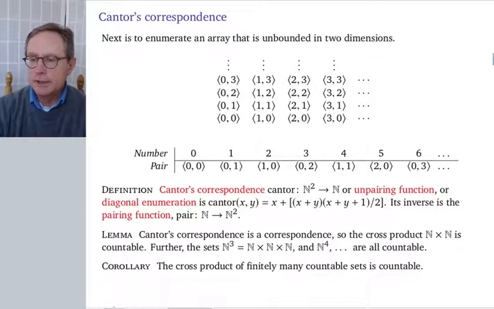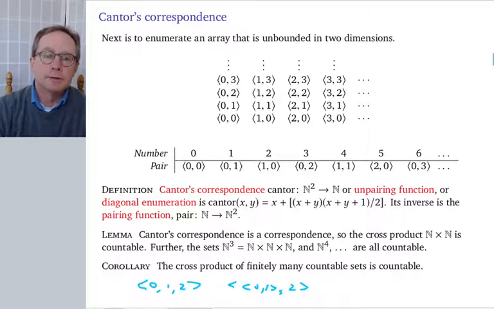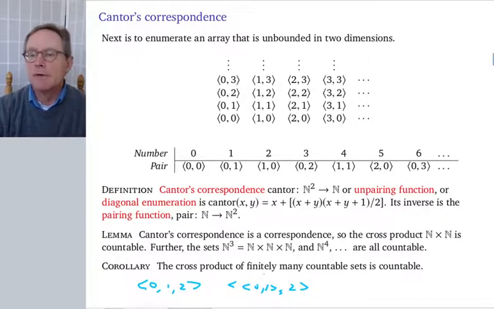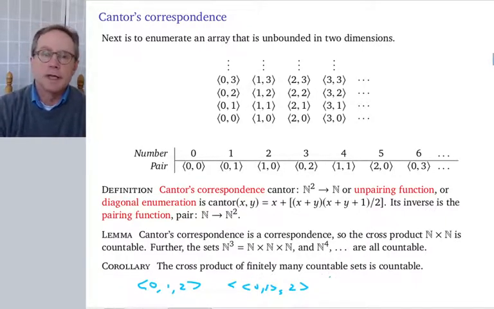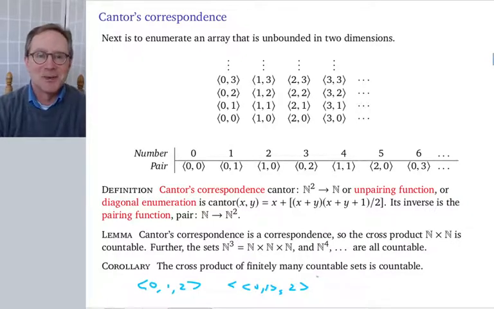So just as a for instance here, if you wanted to count, say, 0, 1, 2, you could think of that as 0, 1, comma 2, and count it as 2 pairs. In any event, the cross product of finitely many countable sets is countable. We're most interested in the case of the cross product of 4 countable sets. That's the one that we really need. Okay, so the cross product of 4 countable sets is countable.